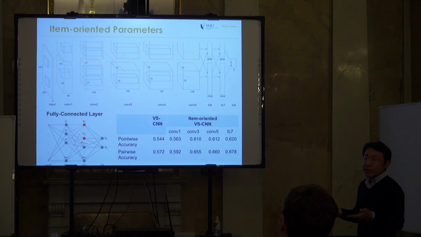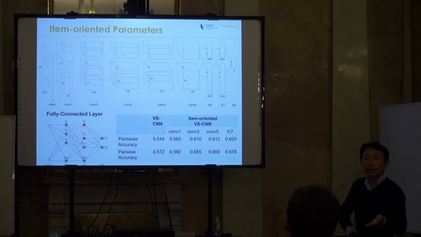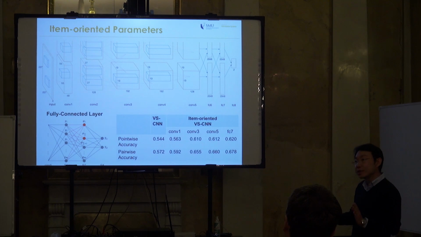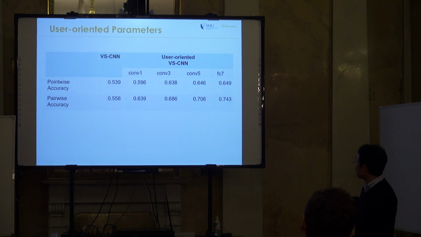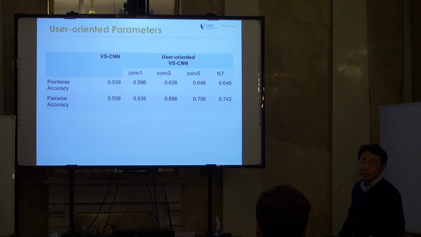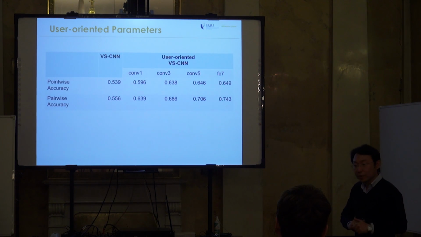Now, we can either specialize at the item space or at the users, because it could be that different users also have their own specific preferences. And if you do it at the user level, it turns out the performance is actually better, which is around 65% point-wise and 74% pairwise. Now, this is what we uncovered so far about images.